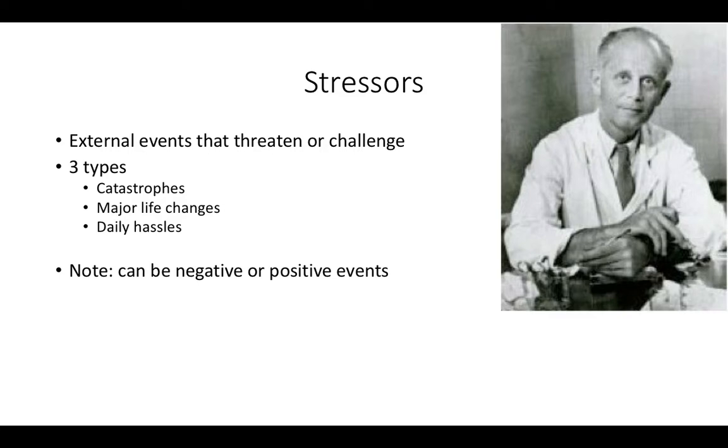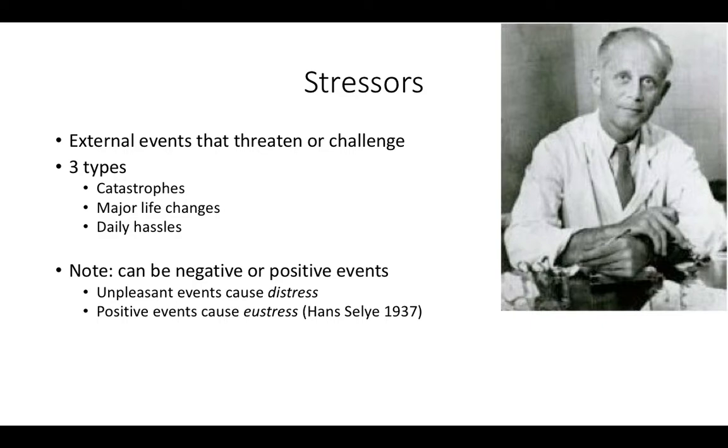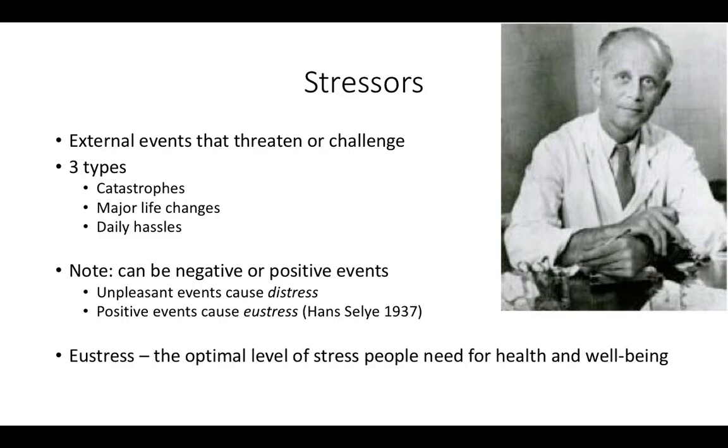An important thing to note that might not be obvious till you think about it is that stressors can be negative or positive events. So unpleasant events cause distress, positive events cause eustress, and that's a term coined by Hans Selye in 1937. The term eustress now means the optimal level of stress people need for their health and well-being. So that's the first concept you might need to file away.